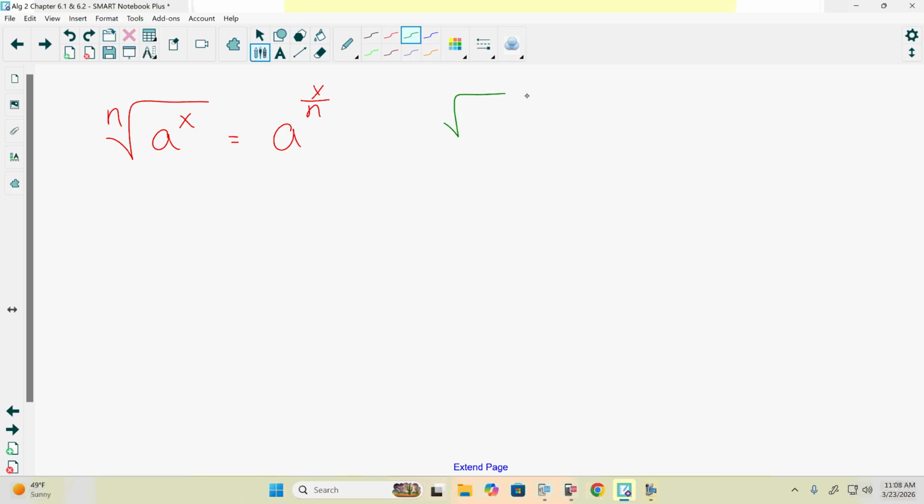Our square root of 16: well, 16 is just 4 squared. We can agree with that, yes? So according to this property, since we're talking about a square root, even though we don't write it, the index is understood to be 2. Our base is 4, because that's what a is. The nth root of a to the x is equal to a to the x over n.